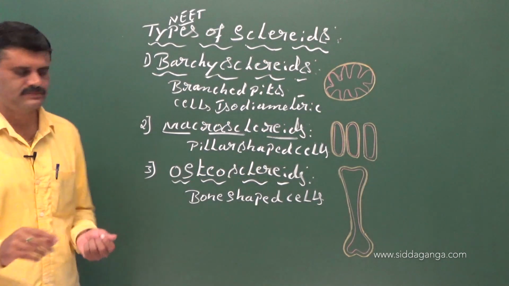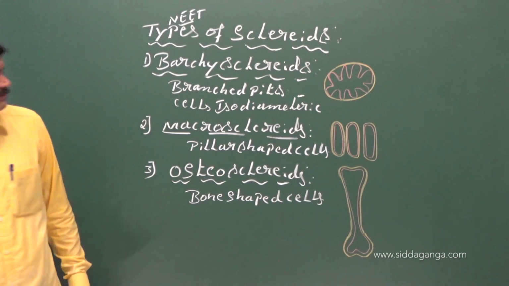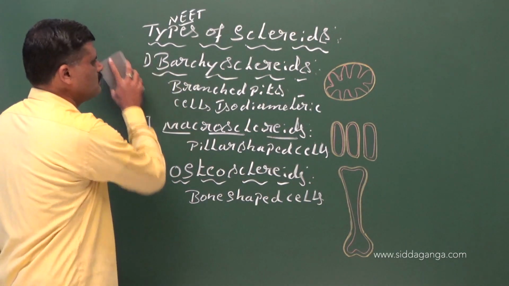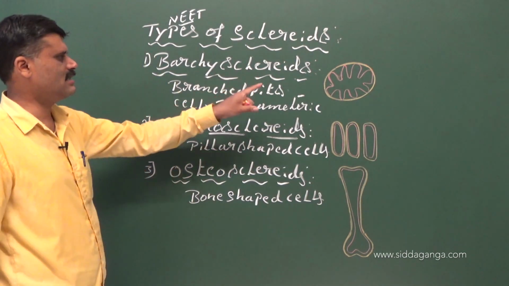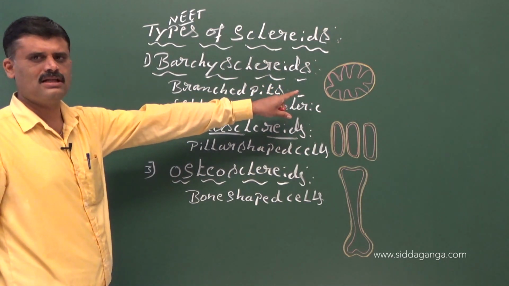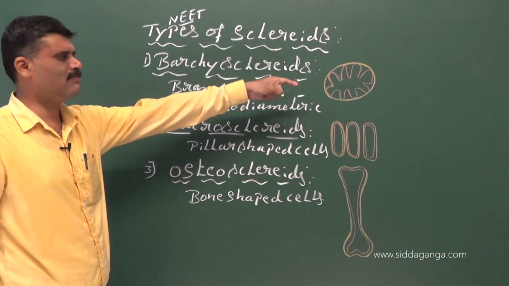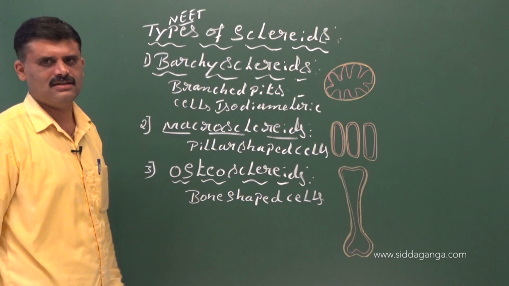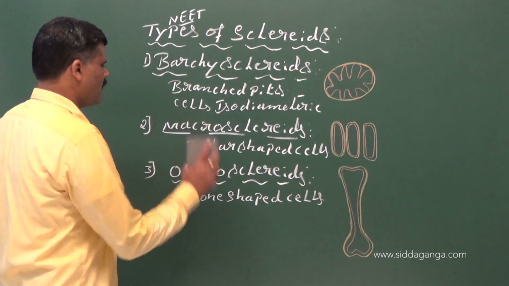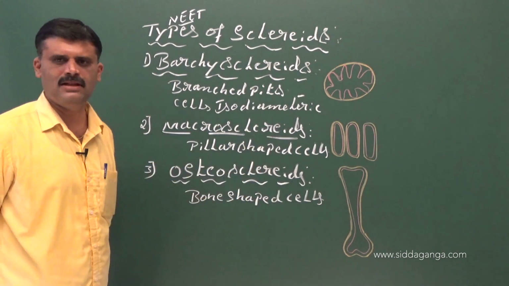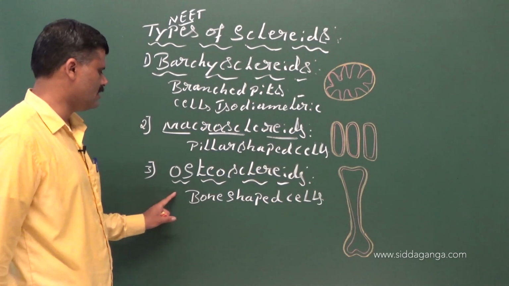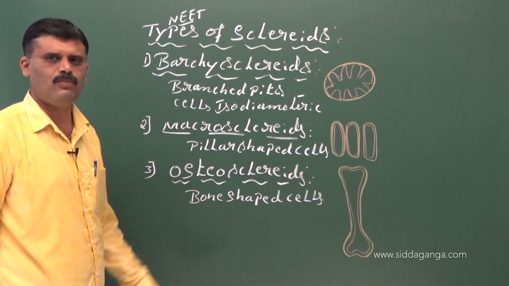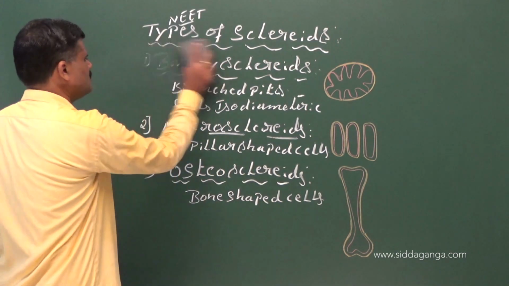Next, types. Did you understand? Brachysclerites, here lignin deposition occurs in such a way that the pits are branched. Then macrosclerites, the pillar shaped sclerites. Then osteosclerites, they are bone shaped cells.